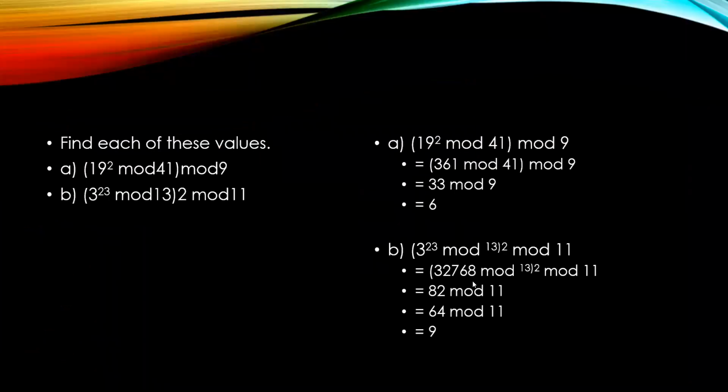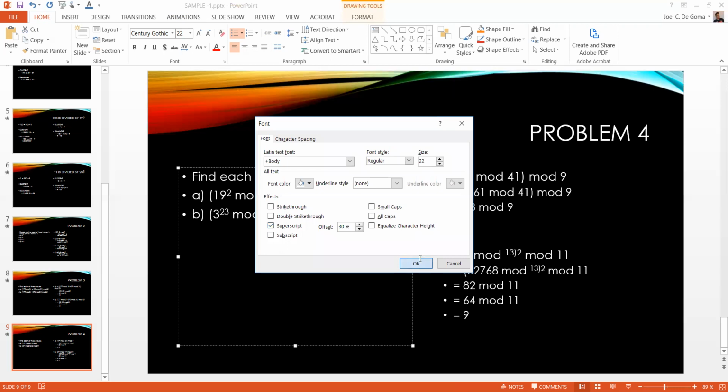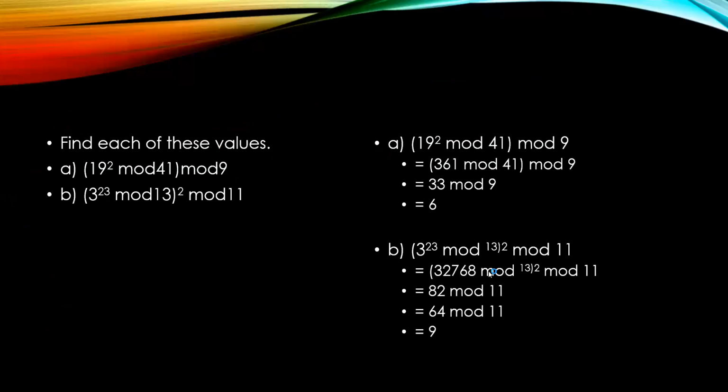Okay, let's go back. So again, this is the correct given. Still it should be squared. Going back, evaluate first the 19 squared. So the result is 361. Then apply mod 41. The result is 33. And then apply mod 9. The result is 6. Again, mod will give us a result, the remainder. The remainder is the result of the mod function.